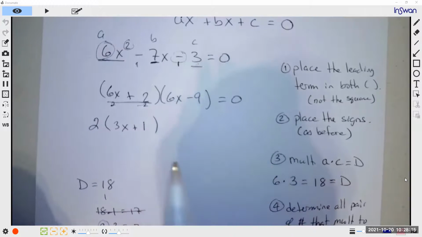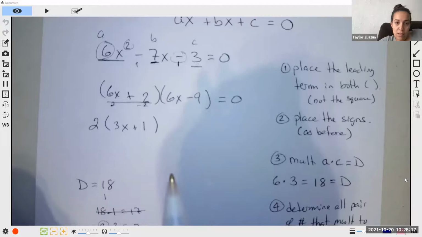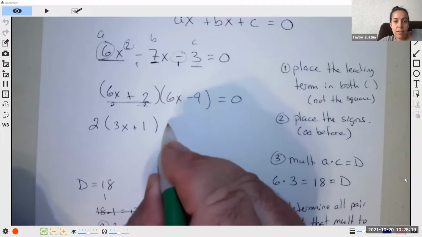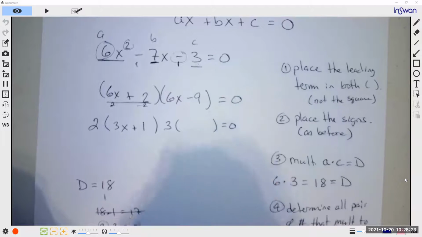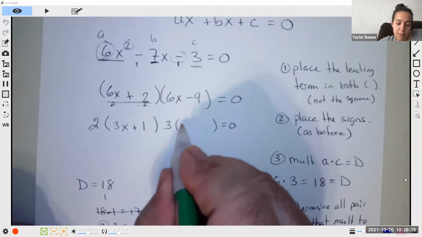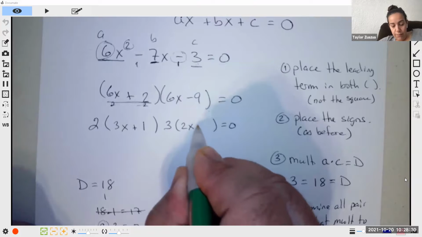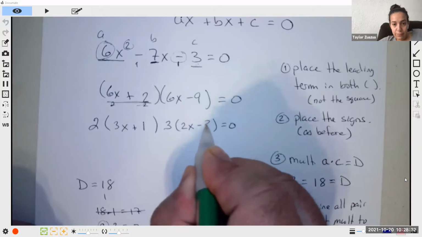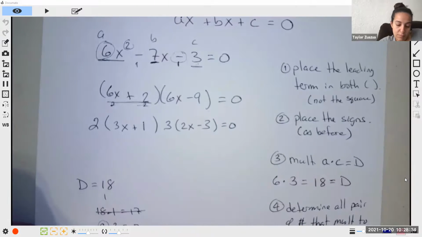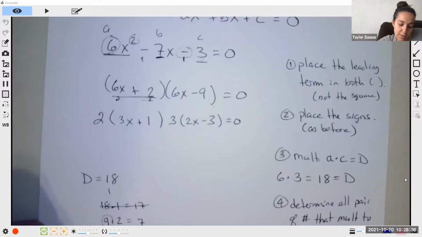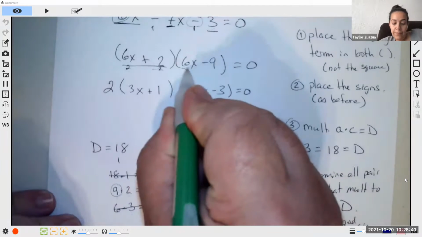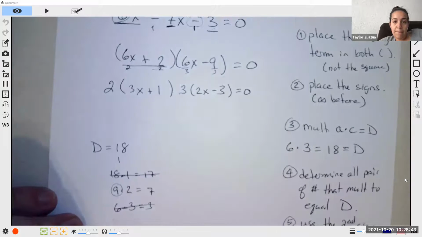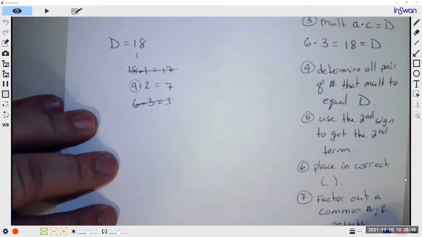And the next one, we're dividing by 3. So it'll be 2x minus 3. So we divided by 2 over here and divided by 3 over here. Right. So now the 8th step.